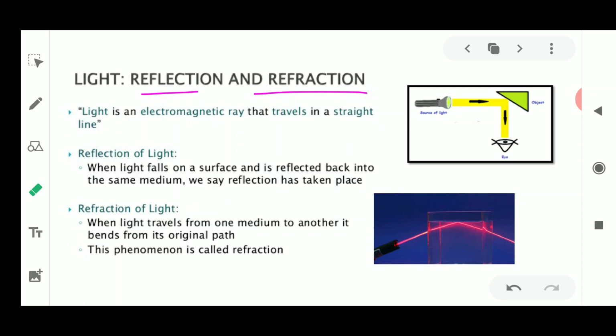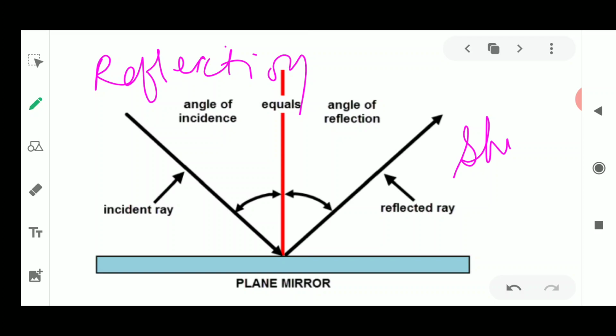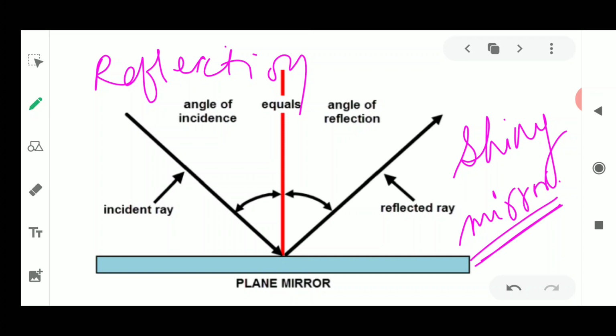Now we go on to the next slide, which shows a picture of reflection. Why reflection? This reflection is because of the surface. For reflection, the surface should be shiny, like mirrors will have reflection. Now what is a mirror? A mirror is any reflecting surface. It could be any shiny surface which helps in reflection.